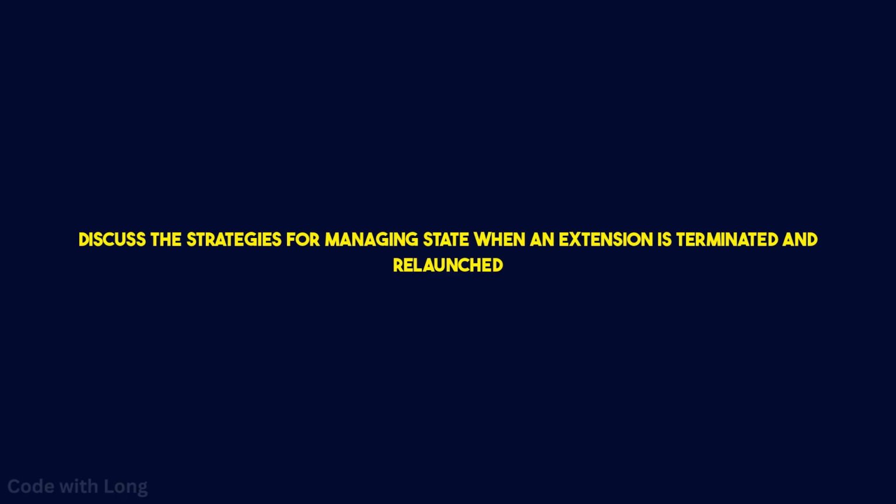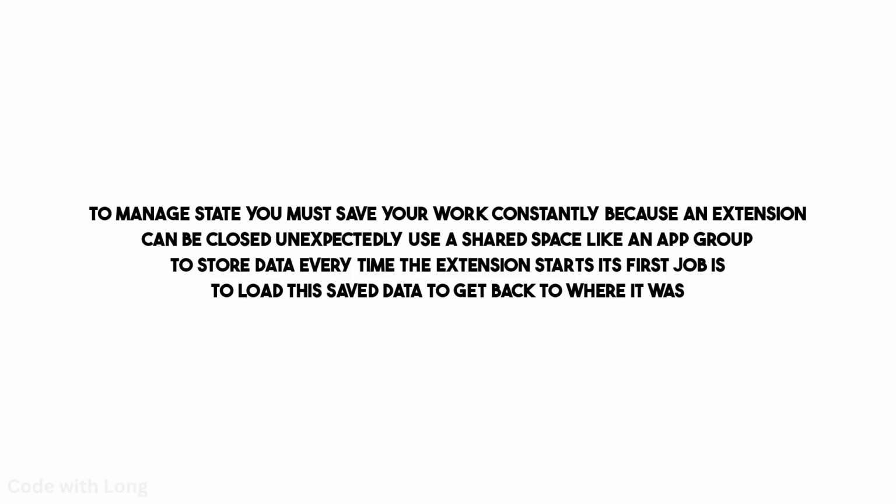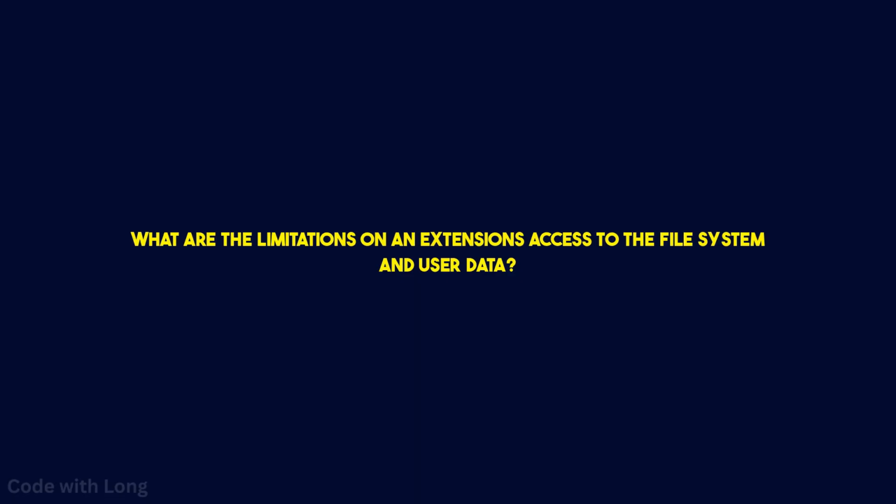Discuss the strategies for managing state when an extension is terminated and relaunched. To manage state, you must save your work constantly because an extension can be closed unexpectedly. Use a shared space, like an app group, to store data. Every time the extension starts, its first job is to load the saved data to get back to where it was.